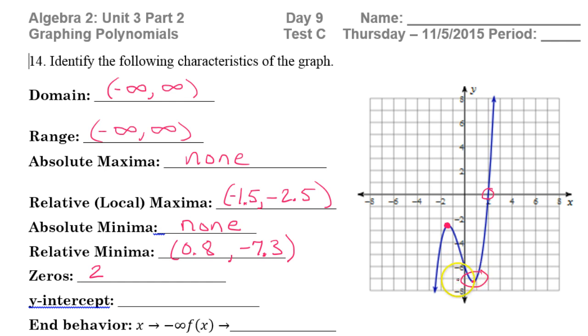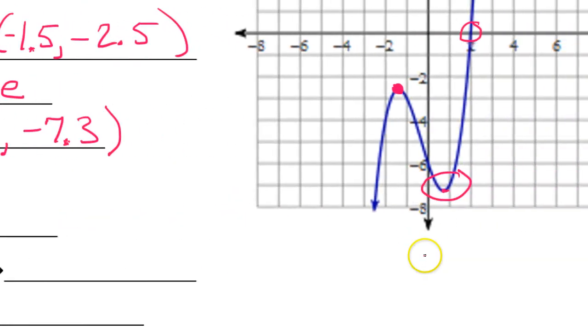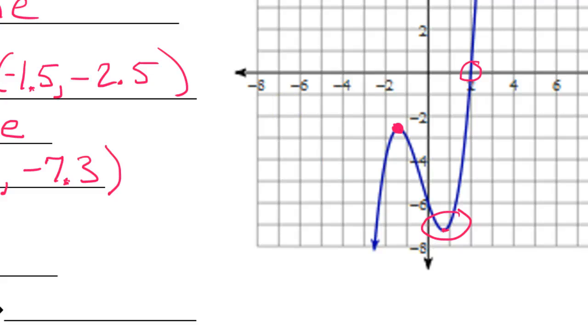Now, y-intercept. Alright, I feel like I was too far away from the graph. The y-intercept, of course, is the place where the graph touches the y-axis. Okay, so my y-intercept is right here. Alright, so that is the point 0, -6.